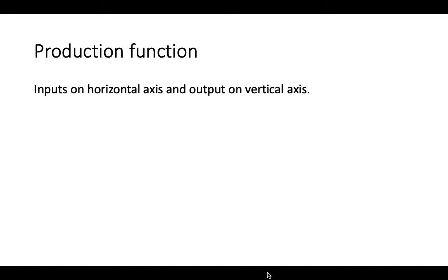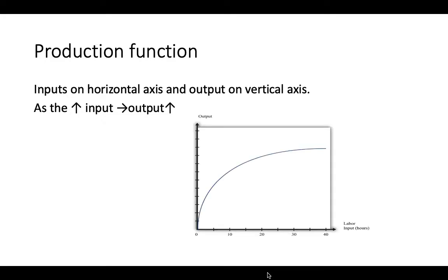Now, to show it with the help of a diagram, we are going to take the inputs on the horizontal axis and output on the vertical axis, which shows that as the input increases, output is likely to increase as well. That is, the higher the input, the higher will be the output. In this diagram, it starts from the origin and gradually moves upward. It shows that as the labor or any other input increases, production or output is going to increase as well.